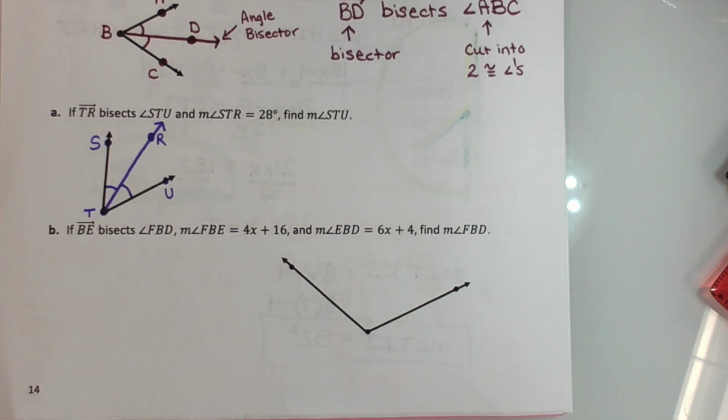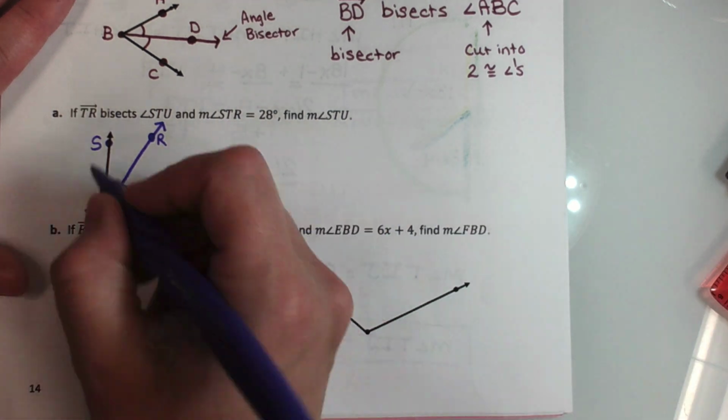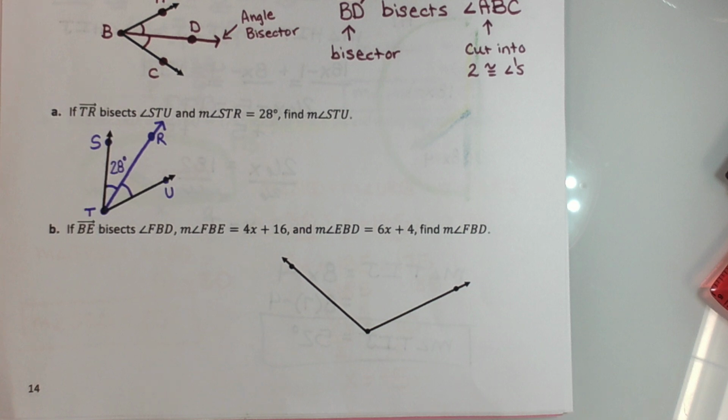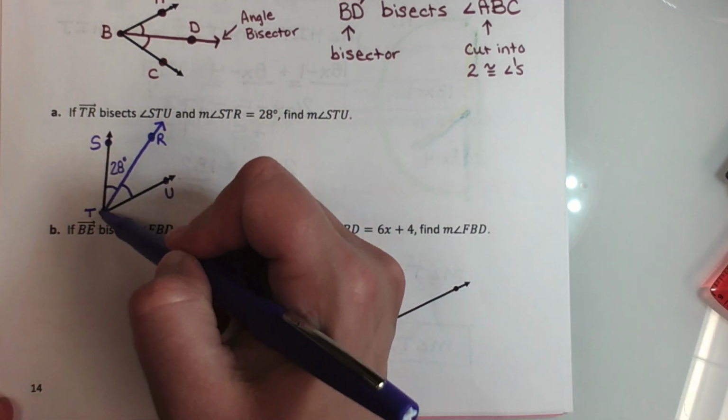So that picture is going to give a lot of information because sometimes they're going to give different things about the picture. In this case, they gave me the measure of angle STR. STR is this part right here. And they said it was 28 degrees. I'm looking for the measure of angle STU. STU is the big one. How can we find it?